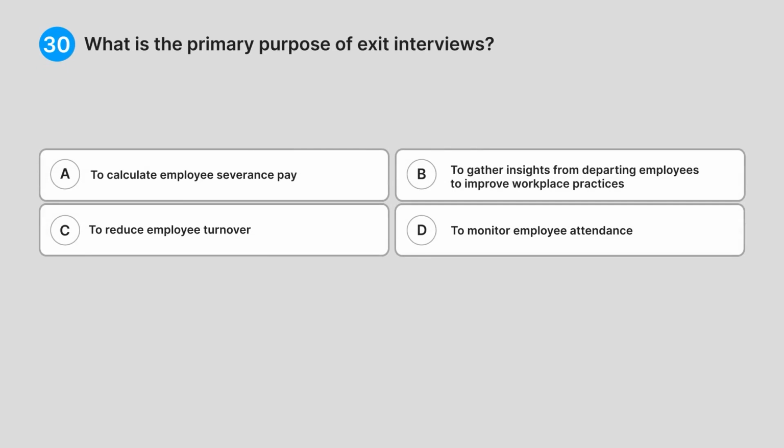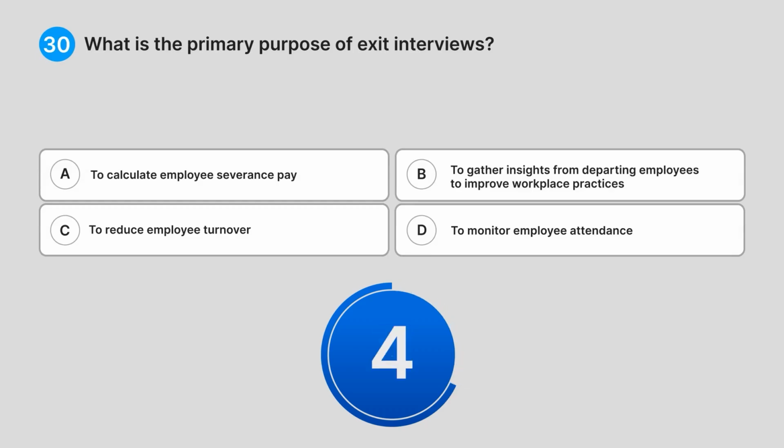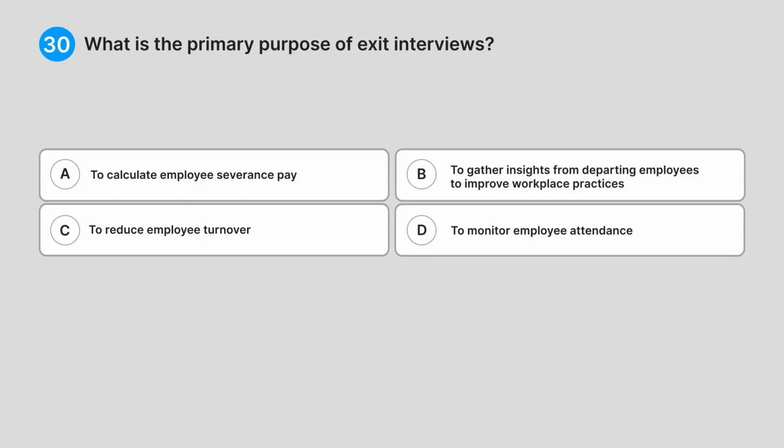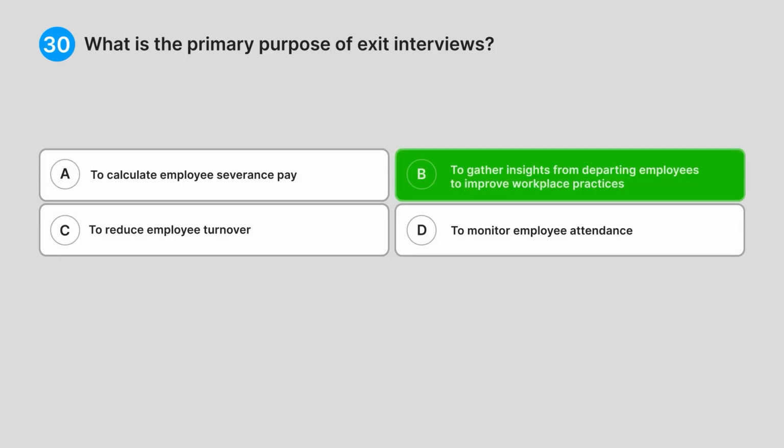30. What is the primary purpose of exit interviews? A. To calculate employee severance pay. B. To gather insights from departing employees to improve workplace practices. C. To reduce employee turnover. D. To monitor employee attendance. What do you think is the answer? Correct answer, B. To gather insights from departing employees to improve workplace practices.